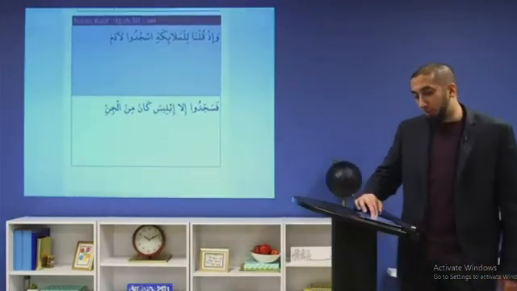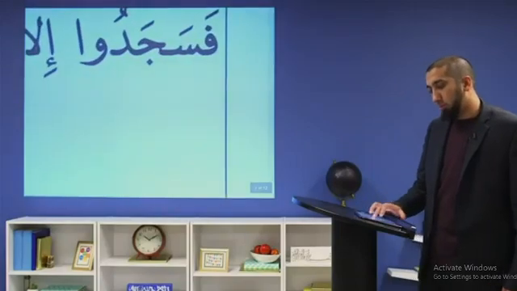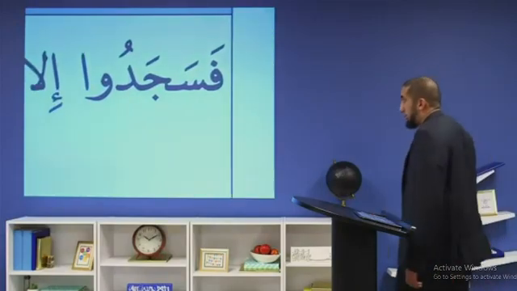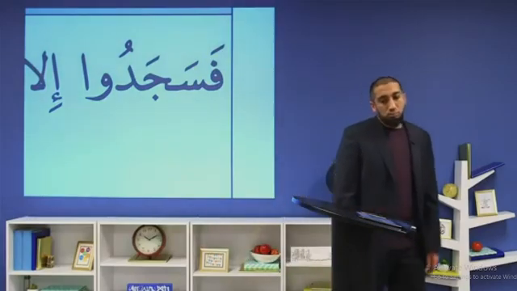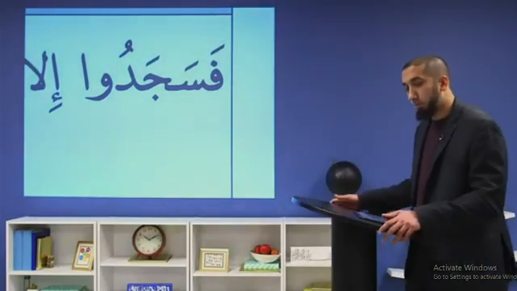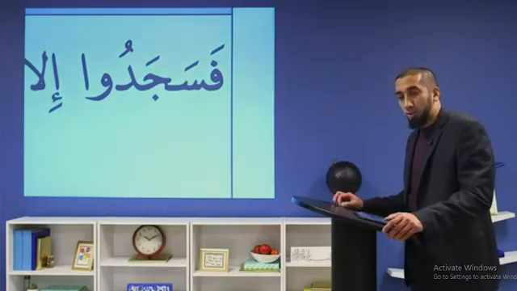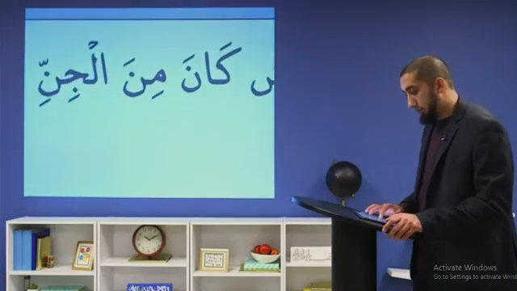Now, fasajadu. Good. They made sajda. This is past tense, isn't it? Huwa sajada. Go through it. Huwa sajada, huma sajada, hum sajadu. That's good.